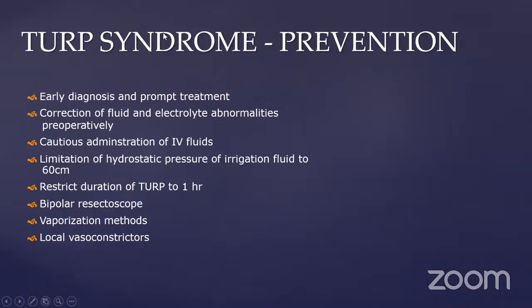The TURP syndrome prevention: early diagnosis and prompt treatment of the syndrome, and correction of fluid and electrolyte abnormalities preoperatively, cautious administration of IV fluids, limitation of hydrostatic pressure of the irrigation fluid to 60 centimeters above the operating surface, and restrict duration of TURP, transurethral resection of prostate surgery, to 1 hour, and bipolar resectoscope. Using a bipolar resectoscope decreases the number of sinuses that are opened, and it also prevents the TURP syndrome. And vaporization methods and local vasoconstrictors.